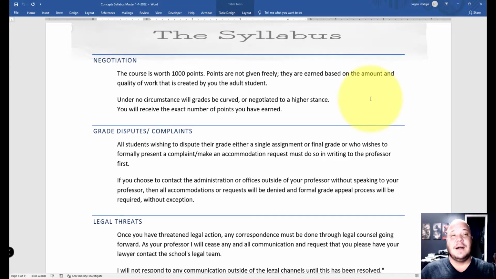I do not negotiate for bonus points. I do not round up. You get exactly what you've earned. So just like a bank account, you might need $100, but if you have $99.99, you have $99.99. The bank was never going to give you a spare penny to get you where you needed to be. So if you want a higher grade, earn a higher grade.